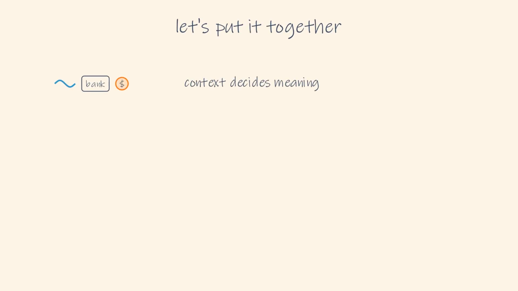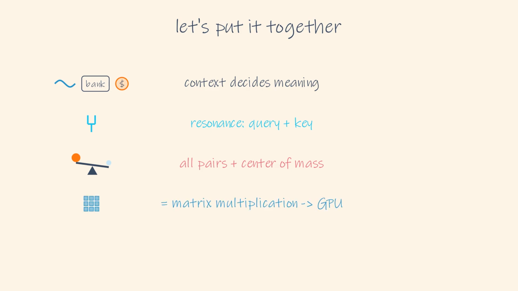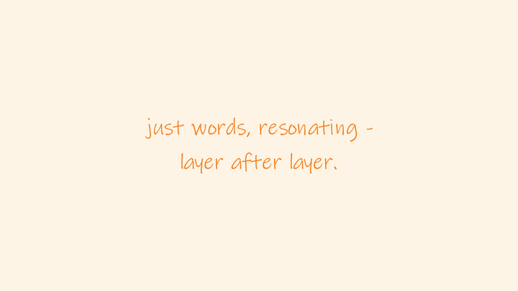Let's put it all together. The problem, a word's meaning is decided by context, by its relationship to what's around it. The key, resonance. Information flows from whoever matches your query and key. The mechanism, all pairs resonating at once, blended together through a center of mass calculation. The winning move, that whole process is matrix multiplication, a perfect fit for the GPU. So what looks like ChatGPT understanding a sentence is really just words resonating with each other, layer after layer.